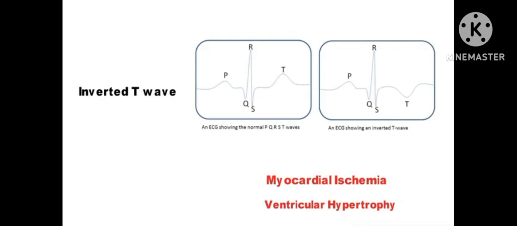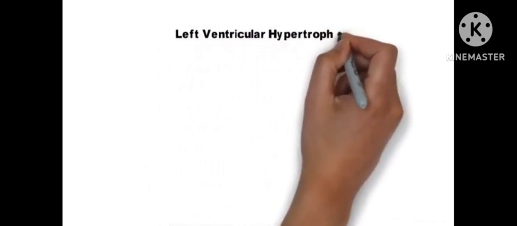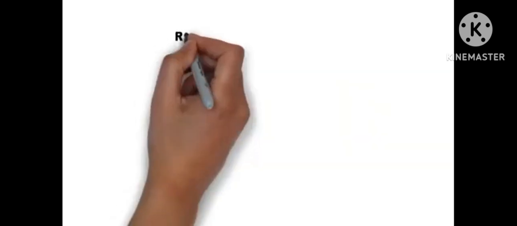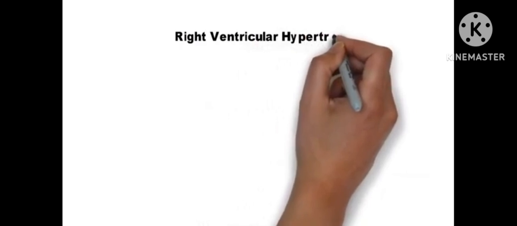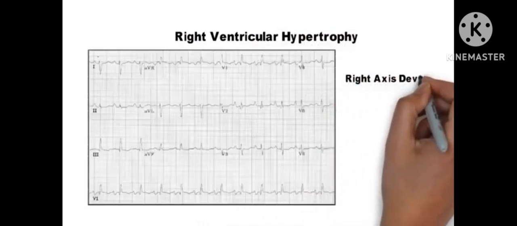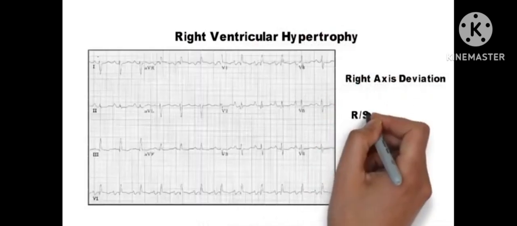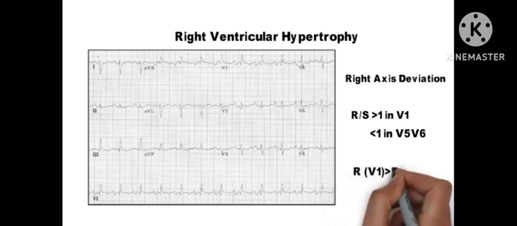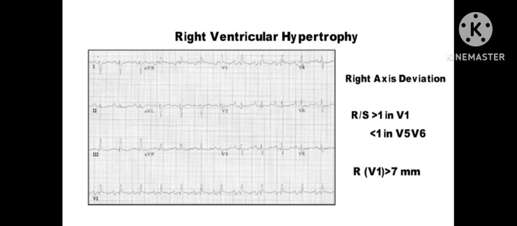Now let's discuss how the ECG looks in hypertrophy. In left ventricular hypertrophy, add deepest S wave in V1 or V2 and if more than 35 mm, then LVH is present. Whereas in right ventricular hypertrophy, there will be right axis deviation, R by S ratio more than 1 in V1 and less than or equal to 1 in V5 or V6, and also R wave in V1 is more than 7 mm. This is the simplest criteria to detect RVH.